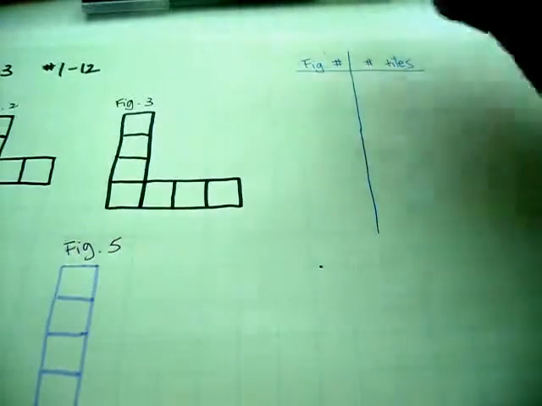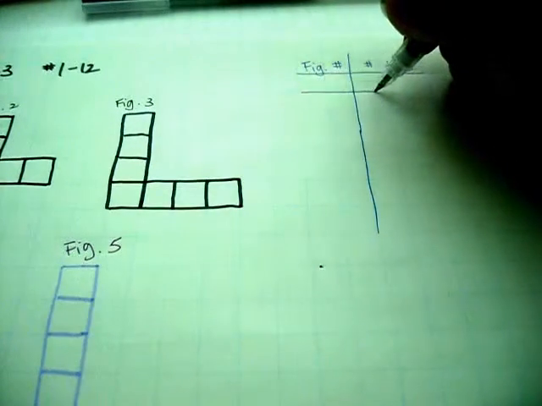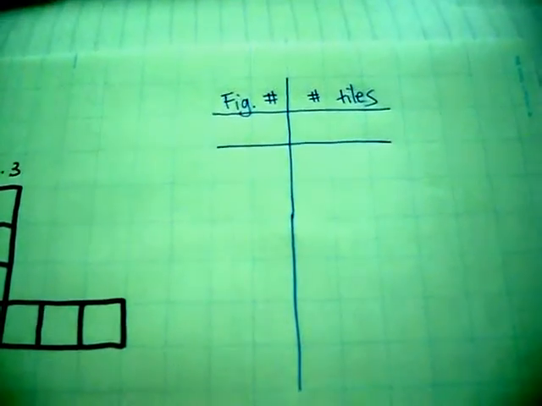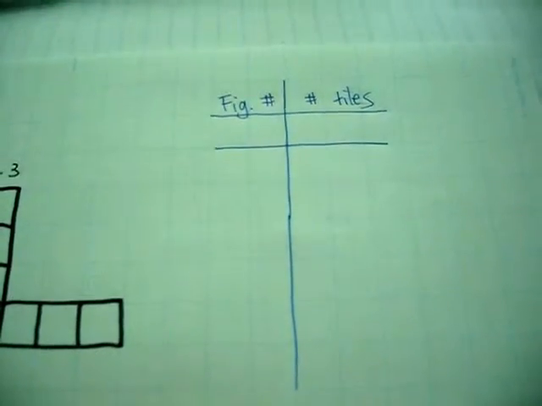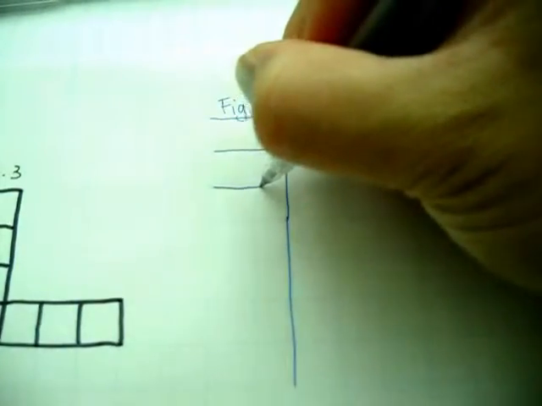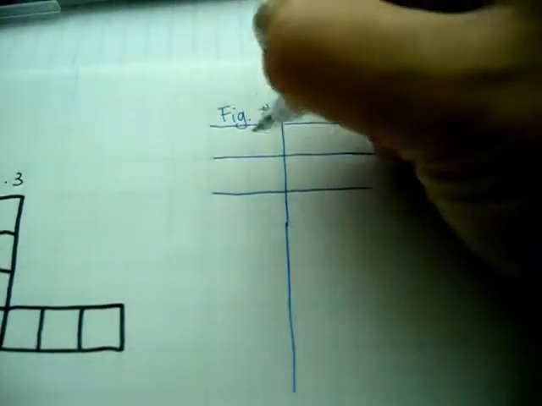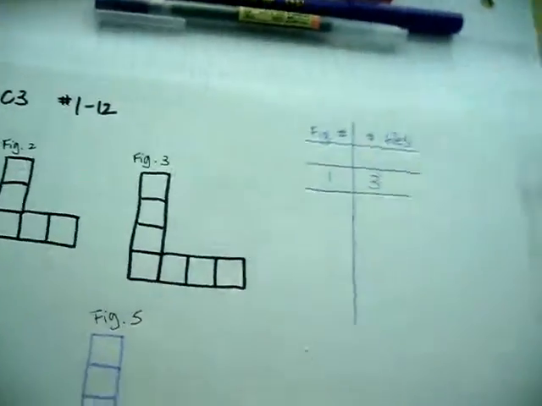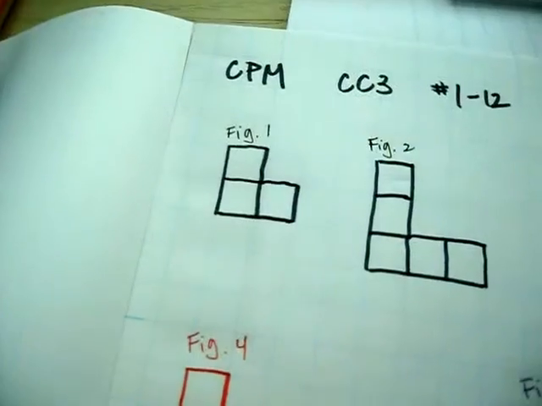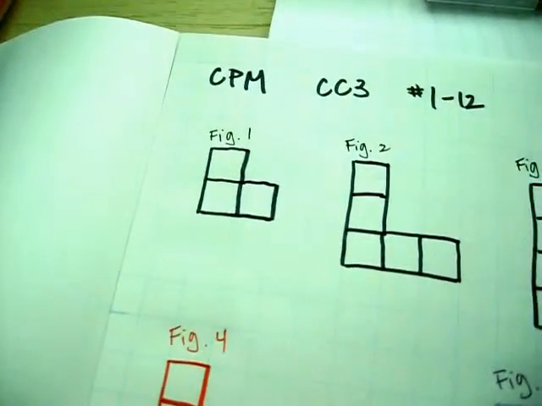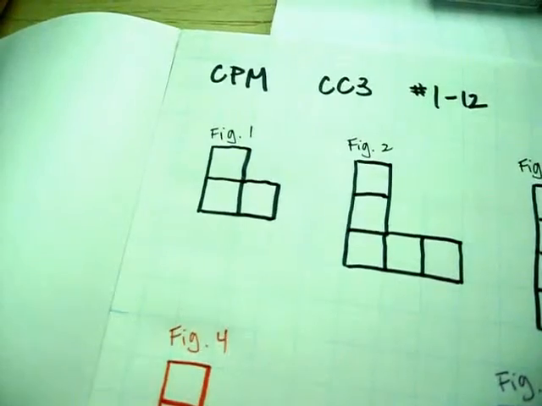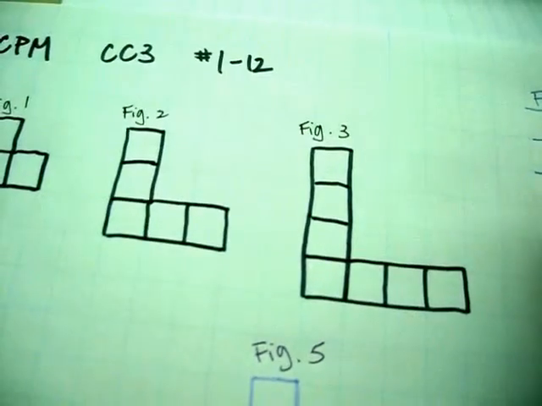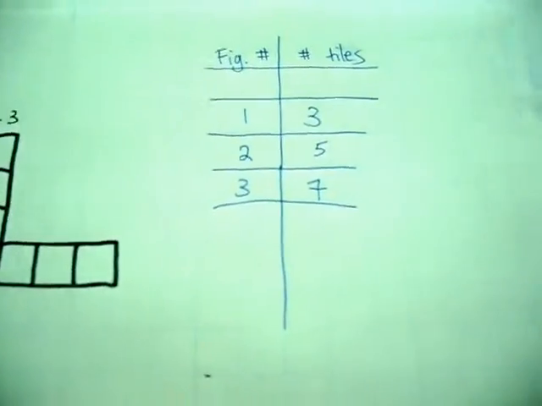Now I want to do something strange here. I'm going to skip my first line, leave a blank. I tend to always do this anyway, because sometimes when you're trying to look for a pattern, you want to go backwards as well as forwards. In this case, we will start by going forwards, and we'll see where that goes. Figure number 1 has 3 tiles total, directly from a picture. Figure number 2 has 5 tiles total, and figure number 3 has 7 tiles total. So that's our pattern so far.